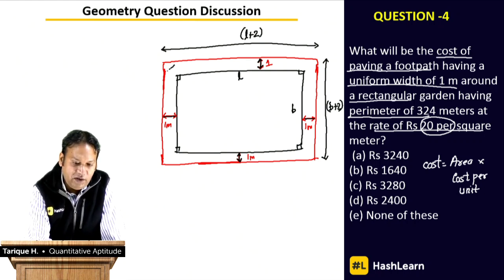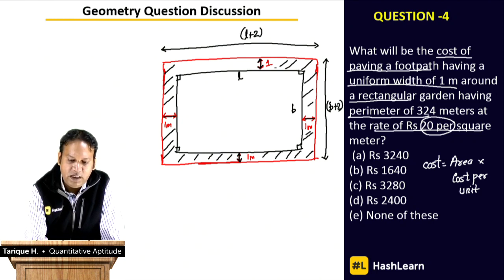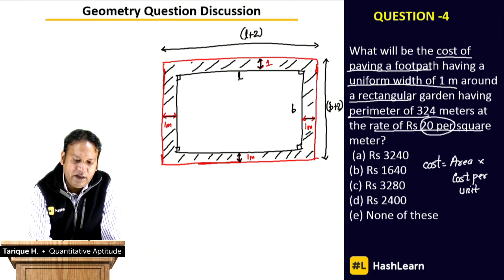We have to find out the area of the footpath. So that is equal to outer area minus inner area. This is a very common template of question that you will see in the exams. You have to find out the outer area minus inner area.